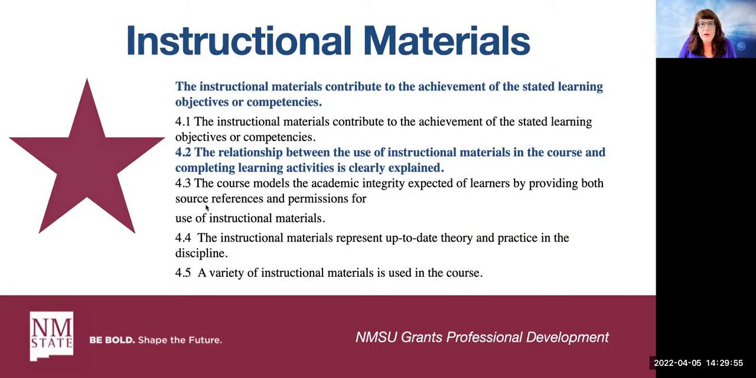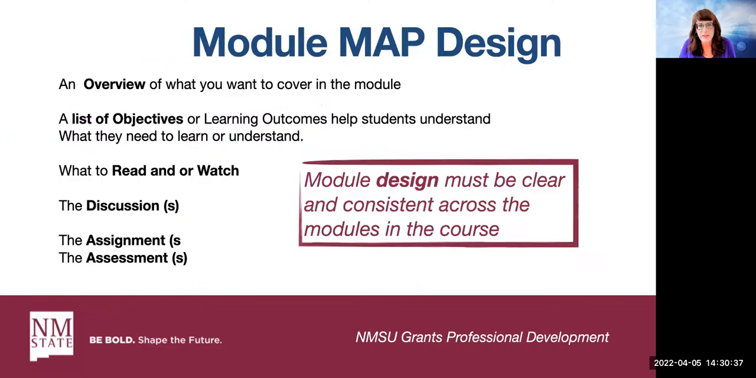The other QM criteria is under instructional materials. The instructional materials contribute to the achievement of the stated objectives or competencies. And this means that there has to be an alignment. The assignment, the discussion has to match what those objectives are. So 4.2, the relationship between the use of instructional materials in the course and completing learning activities is clearly explained. So again, this is what we're trying to do in modules, is explain why students have to do certain activities and how it will help them learn those objectives.